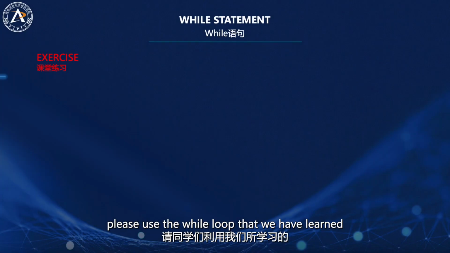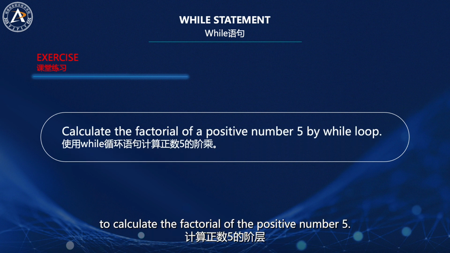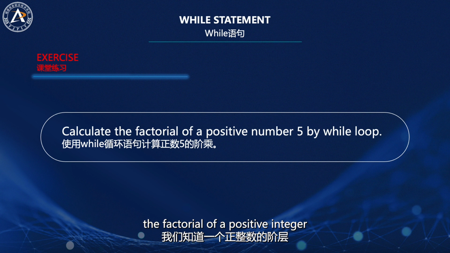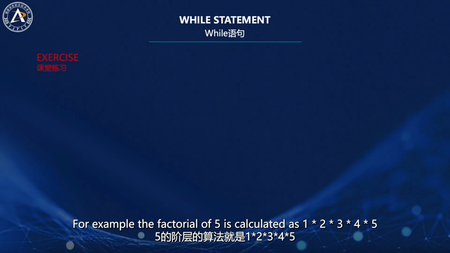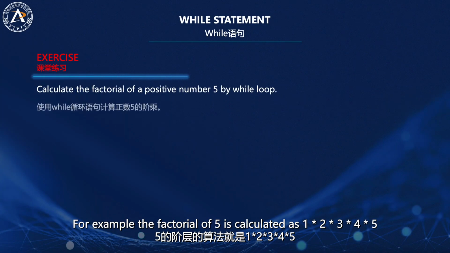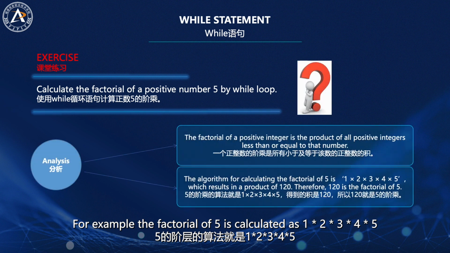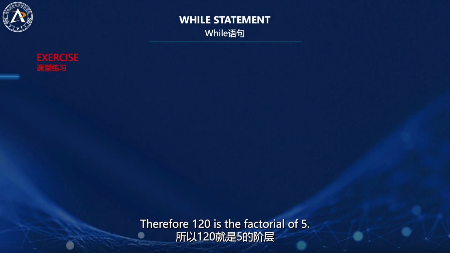Please use the while loop that we have learned to complete the exercise on the screen. Write a program to calculate the factorial of the positive number 5. Based on our analysis, the factorial of a positive integer is the product of all positive integers less than or equal to that number. For example, the factorial of 5 is calculated as 1 * 2 * 3 * 4 * 5, resulting in a product of 120. Therefore, 120 is the factorial of 5.